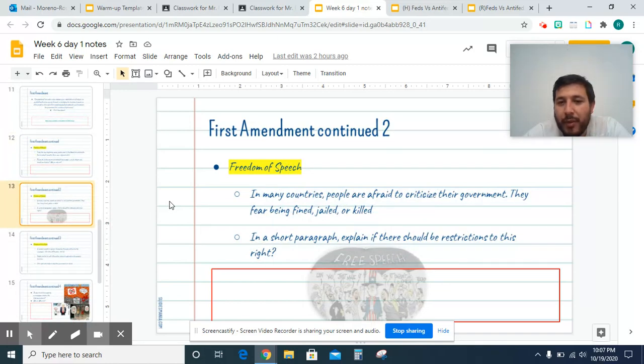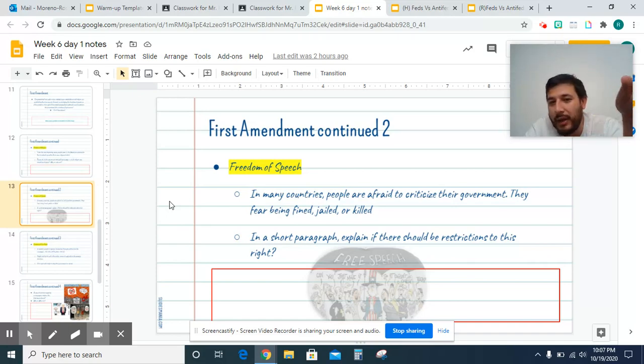The second part is the freedom of speech. In many countries, people are afraid to criticize their government. They fear being fined, jailed, or killed. In Mexico, for a long time, journalists who tried to say bad things about the government would end up dead somewhere. That also happens in Russia. You can hear it in the news. These journalists mysteriously disappeared or mysteriously had an illness and died. That happens, so they're afraid of saying that.